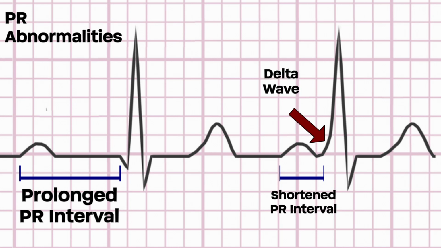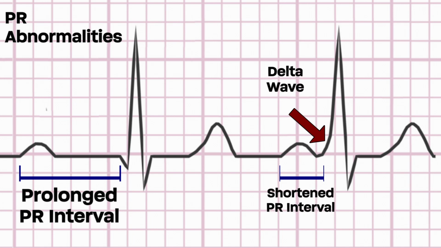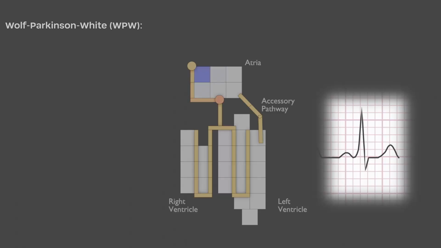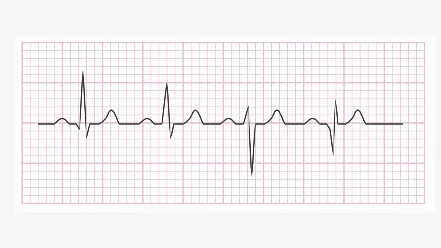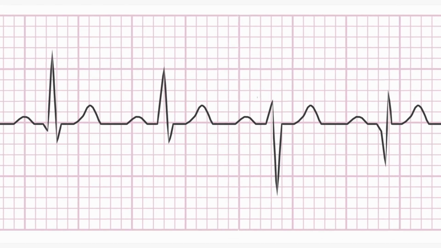A shortened PR interval suggests that the AV node is being bypassed. This example is typical of a patient with a condition called Wolff-Parkinson-White syndrome, where there's an extra wire called an accessory pathway that runs from the atria down to the ventricles, allowing the ventricles to start depolarizing too early. We also have the PR segment.